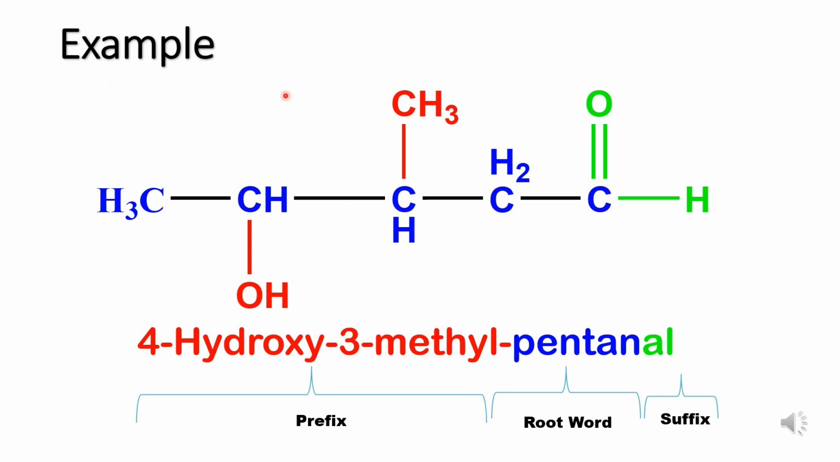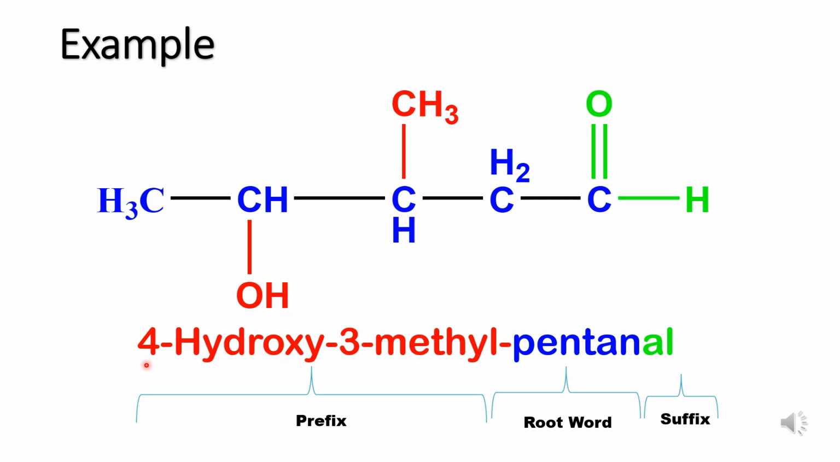Let's take an example to understand all these three components. Here you can see the structure of 4-hydroxy 3-methyl pentanal. In this structure you can see different colors have been given to different atoms. The dark blue color is indicating the root word. It means the root word is the number of carbons present in a chain. Here you can see a total of 5 carbons are present in this chain, which are colored dark blue.